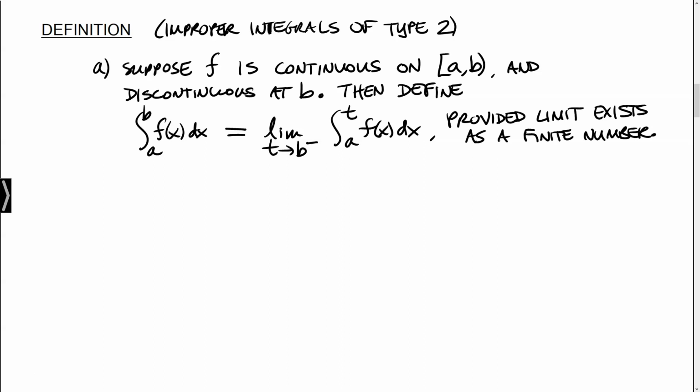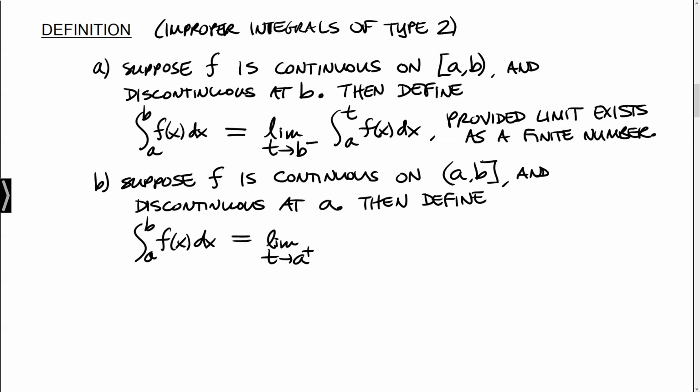A similar definition is going to happen if the problem is at the left endpoint. Just kind of switch everything around. In this case, because the problem is at the left endpoint A, we approach A from values a little bit bigger than A. So this is a right-hand limit. So it's also a one-sided limit, but it's a right-hand limit, not a left-hand limit.